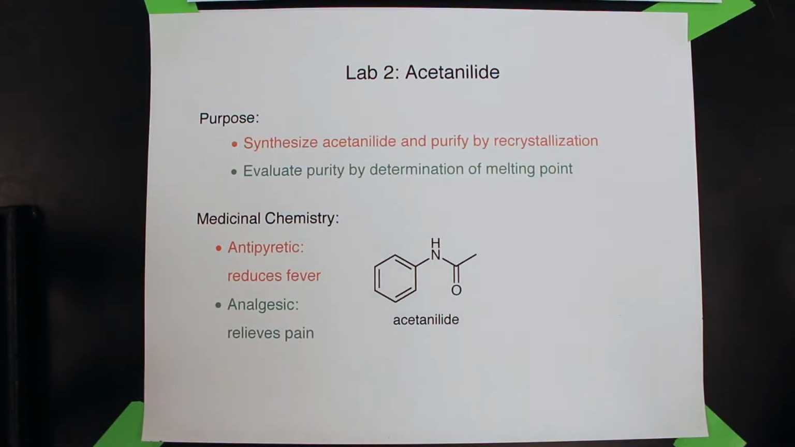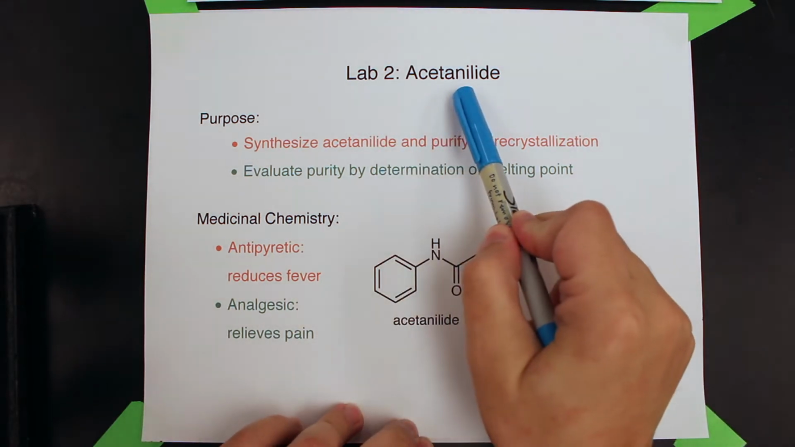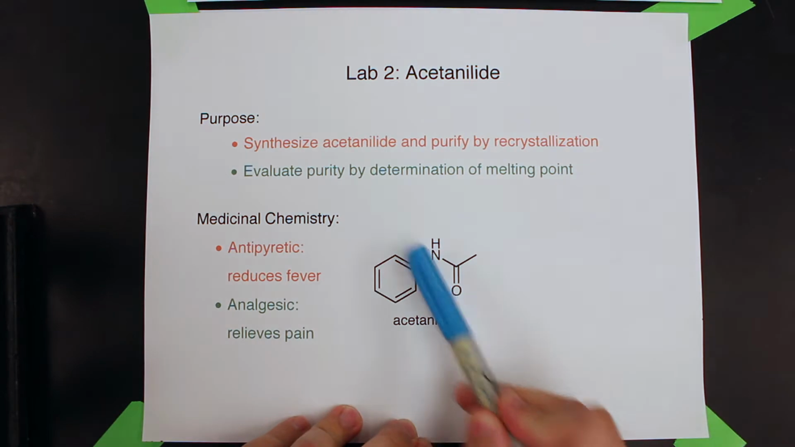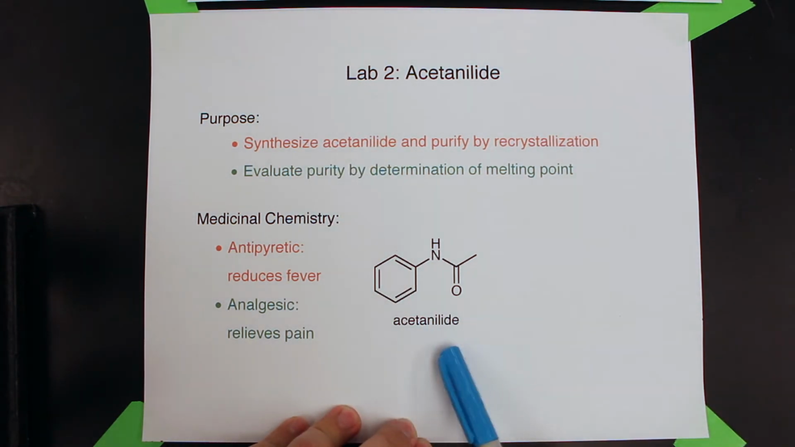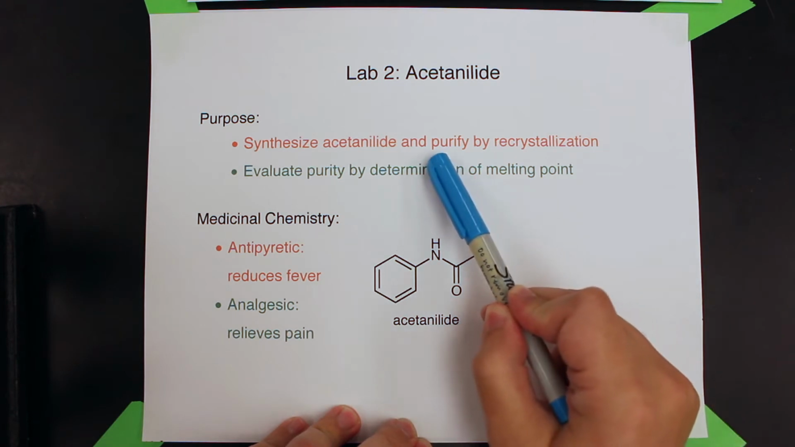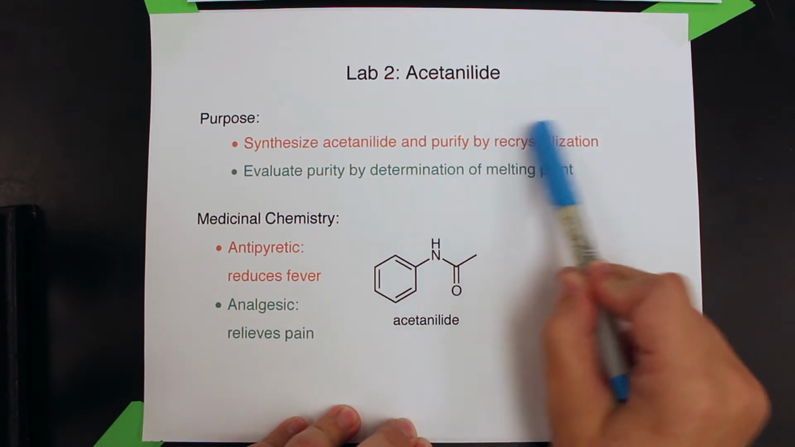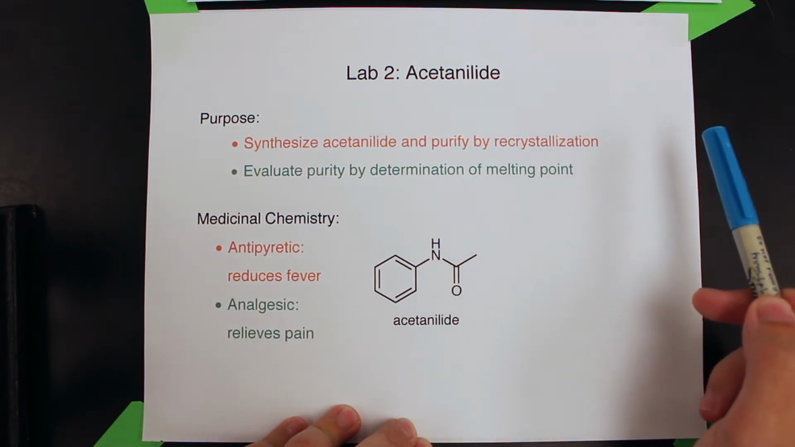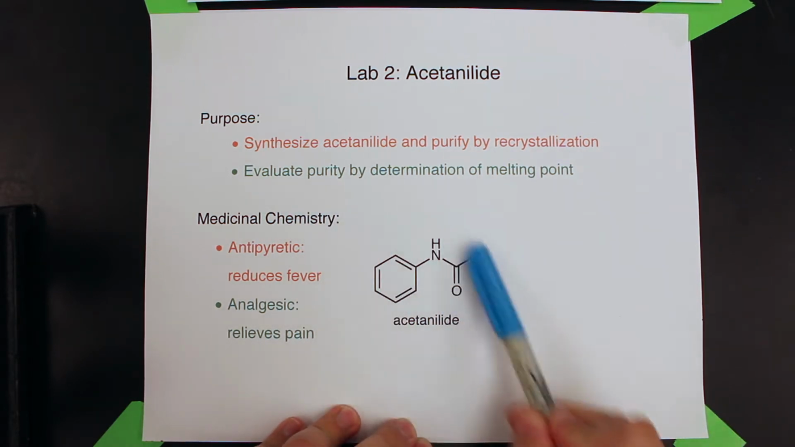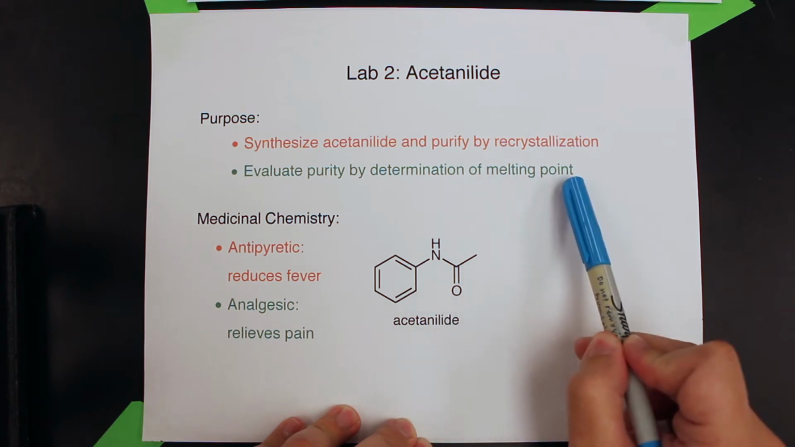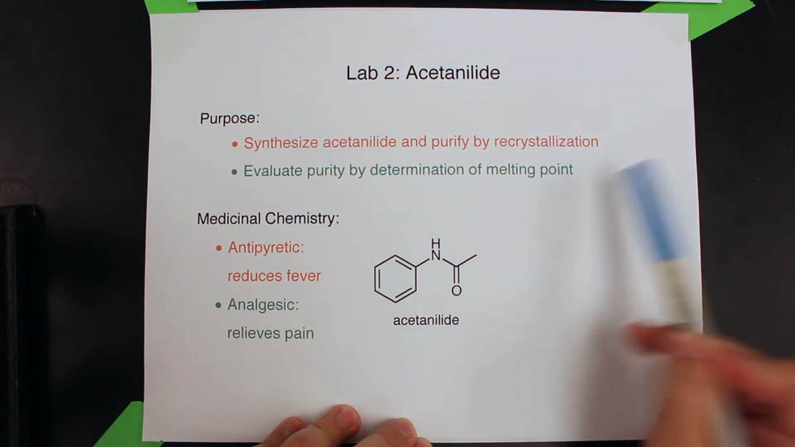Hello everyone and welcome to the second lab of the Organic Chemistry Lab series, and this week we're doing acetanilide. So the purpose of this lab is to synthesize acetanilide, which is this compound right here, that's the molecular structure, and then we're going to purify it by recrystallization, which is a technique used to purify organic solids. And then the second purpose is to evaluate the purity, so figure out how pure this product is, by melting it and figuring out what range of temperatures it melts at.